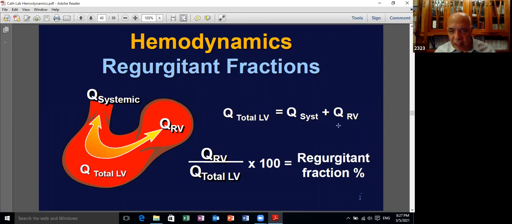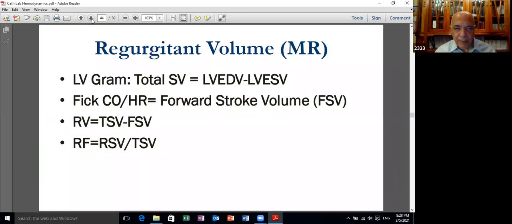If you divide the regurgitant volume by the total left ventricular volume, you get the regurgitant fraction. A regurgitant volume of more than 60 and a regurgitant fraction of more than 50% for the mitral, as well as the aortic, signifies a significant regurgitant lesion. So these are the calculations, easy.